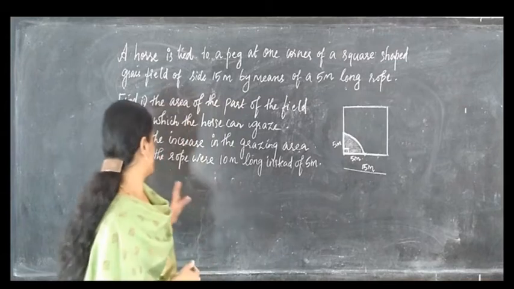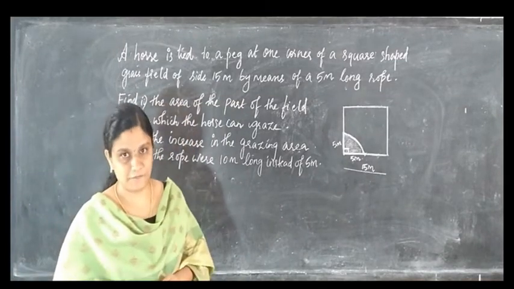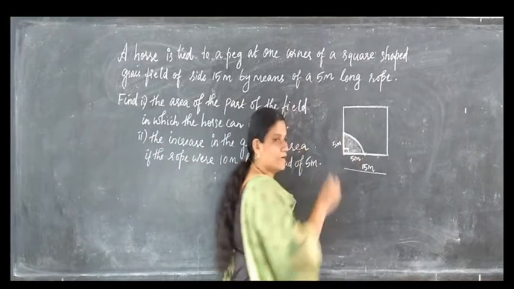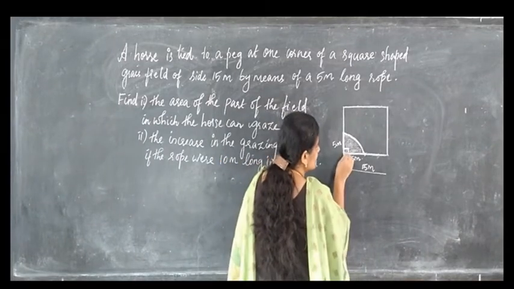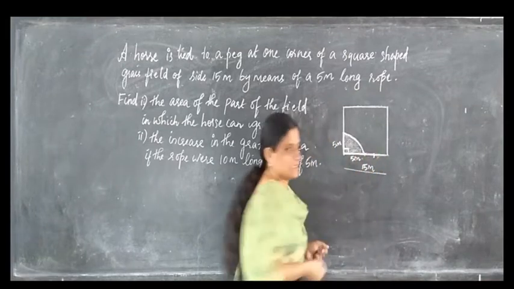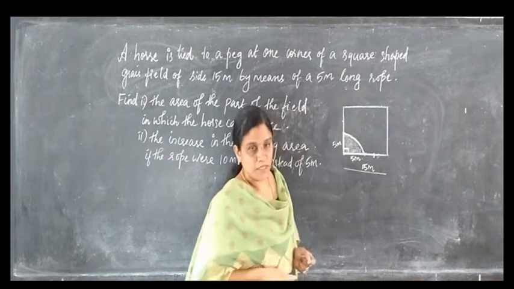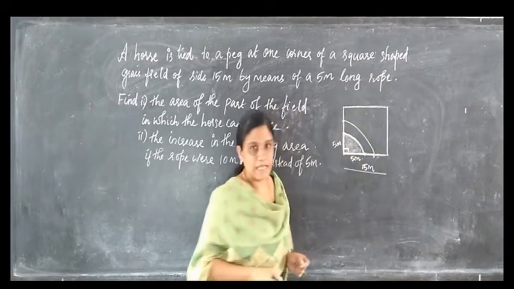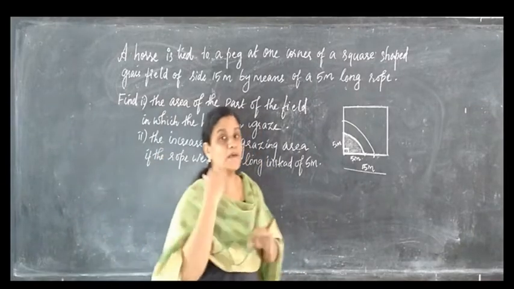Here the second sub question. The increase in the grazing area if the rope were 10 meter long instead of 5 meter. So here, instead of 5 meter, what are we going to take? 10 meter. The same way from here to here, let it be 10 meter. So the hose can graze till this much. Now our question is, what is the increase in the grazing area? How much is it increased?